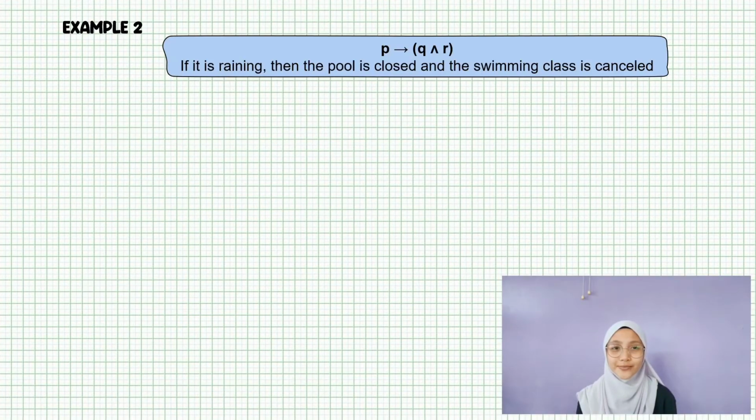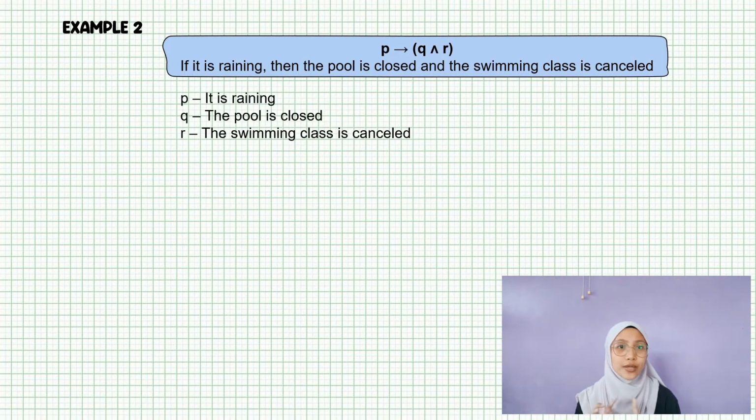Let's move to example 2. The statement given is, if it is raining, then the pool is closed and the swimming class is cancelled. There are three propositions here, P, Q and R. P, it is raining. Q, the pool is closed. R, the swimming class is cancelled. So P implies Q and R.